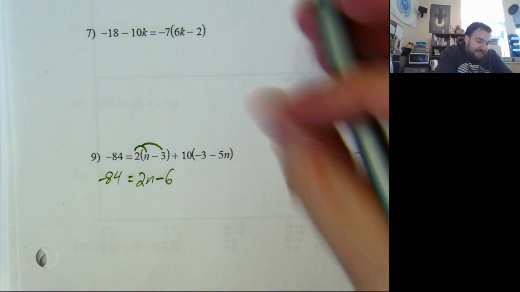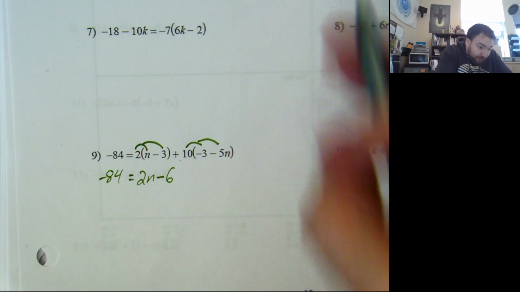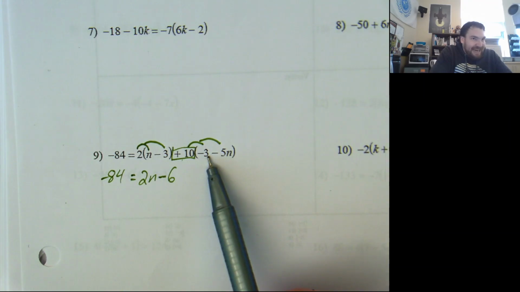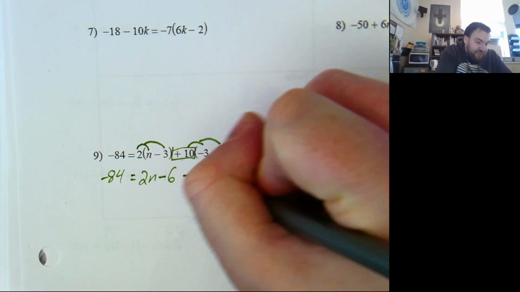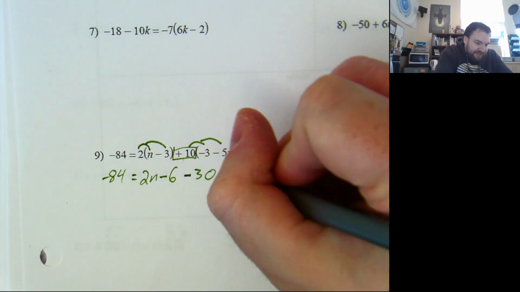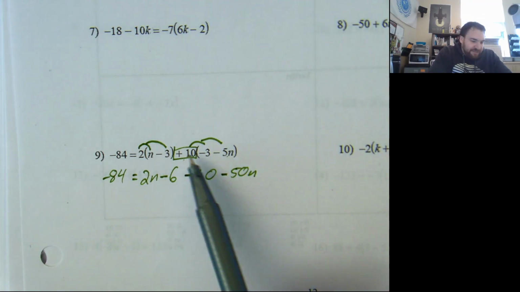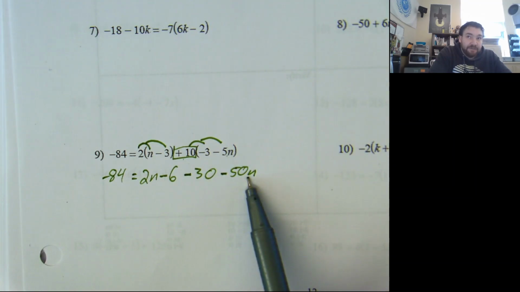Now I have the 10 is going to get distributed in here. Positive 10, because you have to include the sign out front. Positive 10 times negative 3 is negative 30. So this is going to become 2n minus 6 minus 30, and then positive 10 times negative 5n is negative 50n. Positive times a negative is negative, 10 times 5 is 50, and the n comes along for the ride.